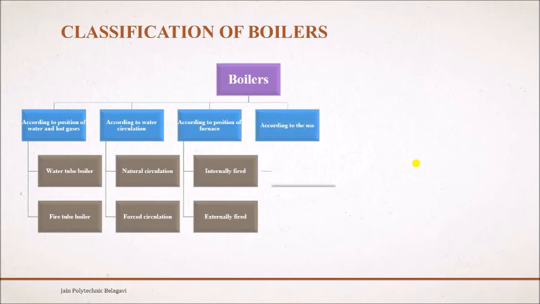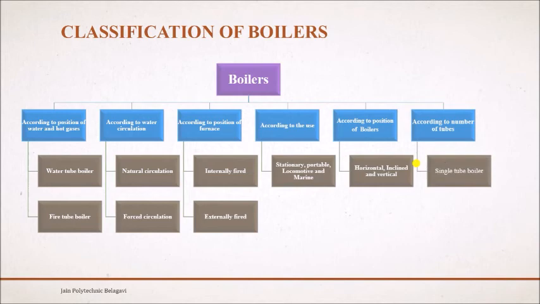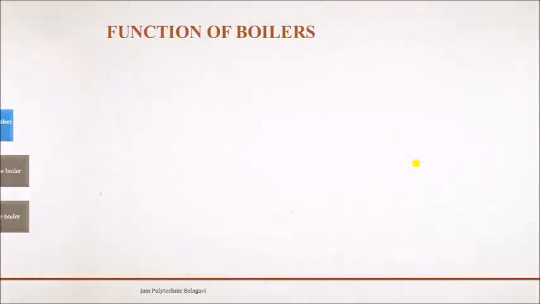Then, according to the use, it can be a stationary boiler, portable boiler, locomotive boiler or marine boiler. According to the position of the boiler, it can be a horizontal boiler, vertical boiler, or inclined boiler. And then according to the number of tubes, whether water tubes or fire tubes, based on how many there are, it is a single tube boiler or multi tube boiler. So these are the classifications.